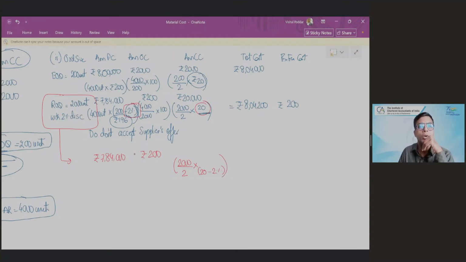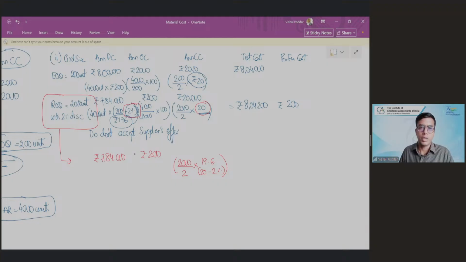So the carrying cost, which was rupees 20, will now become rupees 19.6. This is how the discount affects carrying cost. Students, I hope you're understanding this because this is the key point.